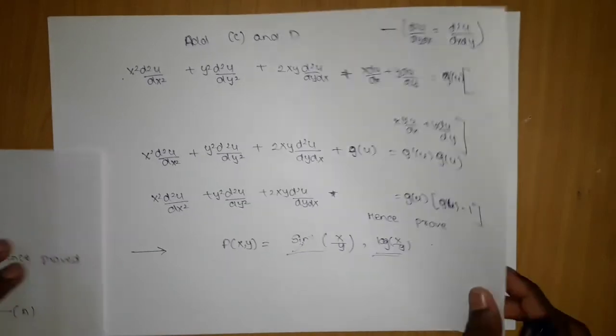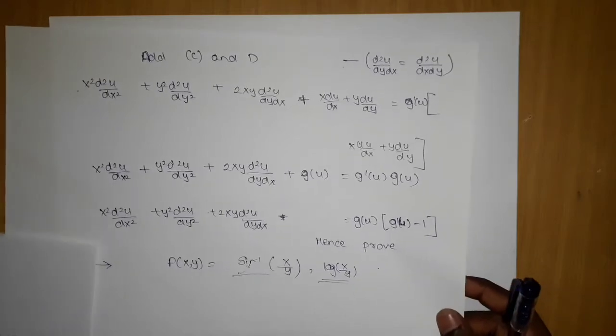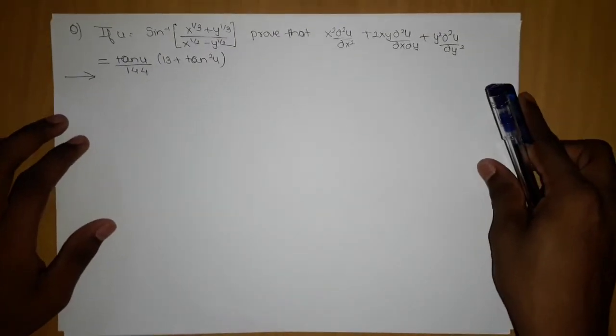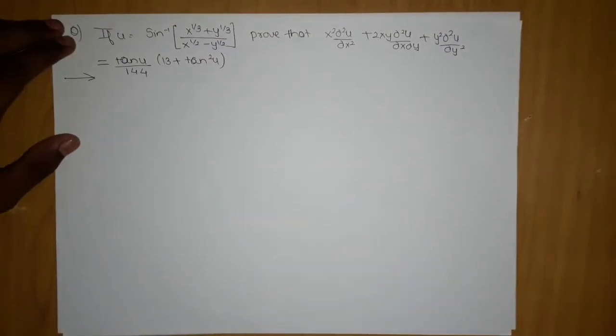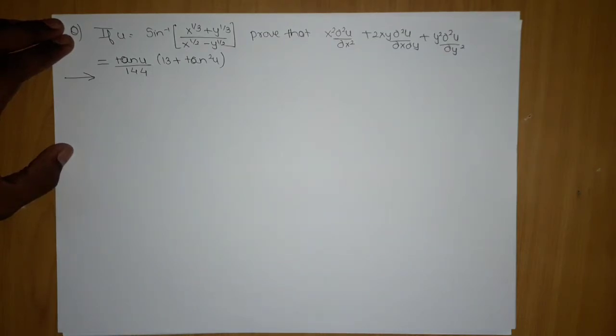Now let's take some questions, then you will get a more clear-cut idea how to deal with them. So the first question we are going to take is this one. The question says, if u equals sine inverse of bracket x power 1 by 3 plus y power 1 by 3, the whole upon x power 1 by 2 minus y power 1 by 2, prove that x square del square u by del x square plus 2xy del square u by del x del y plus y square del square u by del y square equals tan u upon 144 into 13 plus tan square u.